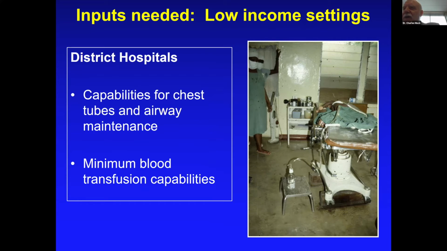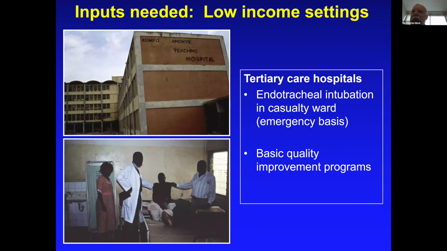This is the operating room at the Holy Family Hospital in Bekum, Ghana, where I used to work. And tertiary care facilities should have capabilities for emergency advanced airway management, which is currently problematic at many, and basic quality improvement programs, which most do not.